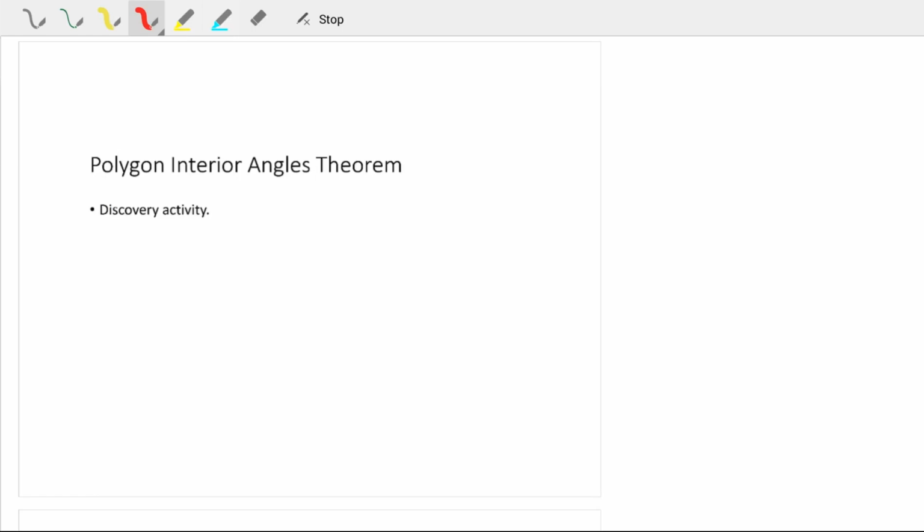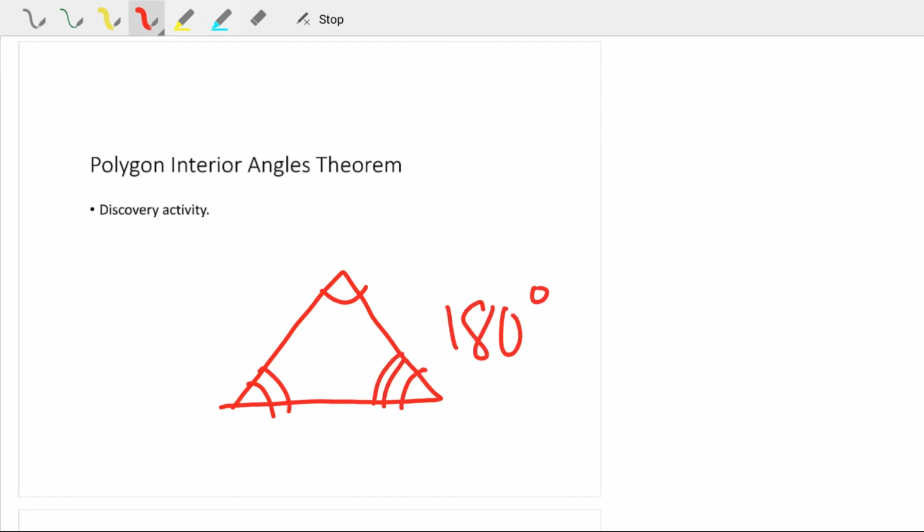This is your notes for the polygon interior angles theorem. In the previous video, you hopefully understood the proof for why the sum of the interior angles for a triangle is equal to 180 degrees. We're going to do an activity where you try to figure out the sum of the interior angles for a random polygon.